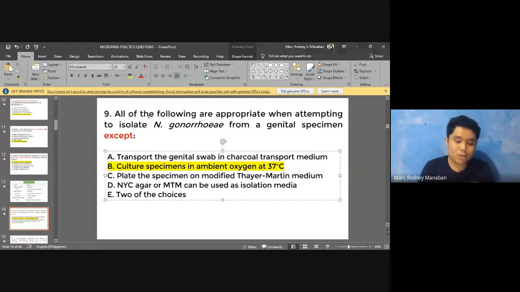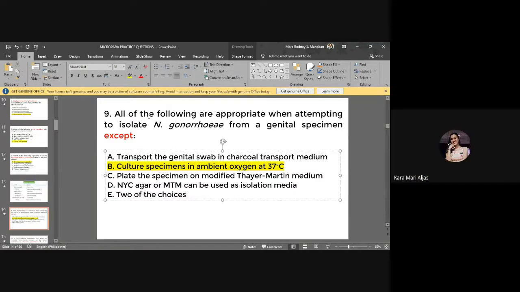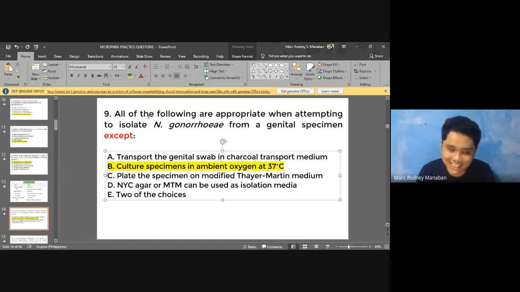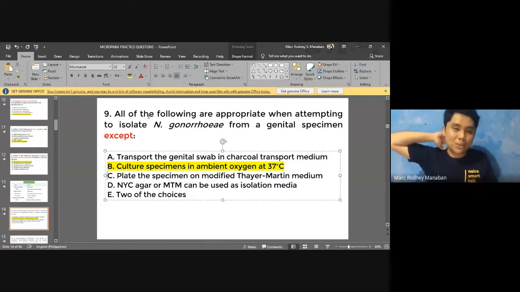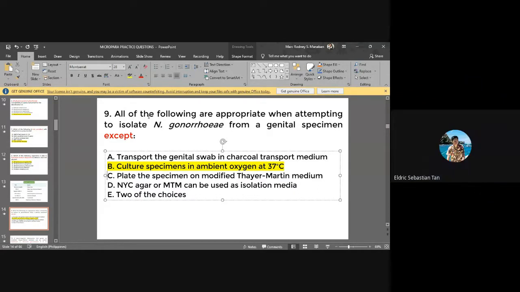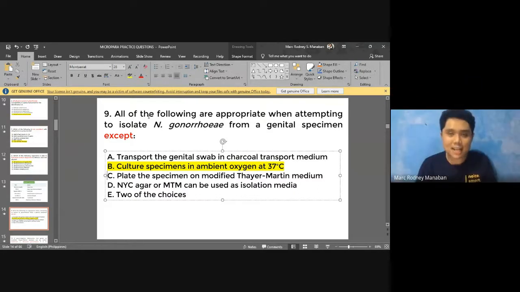Your genital swab again should be transported in charcoal because cotton swabs are toxic to Neisseria, right? Due to the fatty acids. Wood is also toxic, the wooden shaft of the swabs. Chlamydia. Very good. Chlamydia is toxic, or dies, with wood.